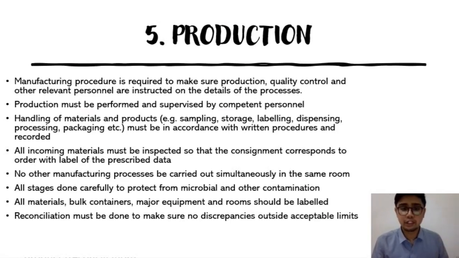Each stage of the manufacturing processes should be done carefully to avoid any contamination or cross-contamination. Other than that, all materials, bulk containers, major equipment, and rooms must be labeled to avoid any confusion during the manufacturing processes. Lastly, reconciliation must be conducted to make sure there are no discrepancies outside the acceptable limits. If it happens, investigation should be conducted to rectify the discrepancies.